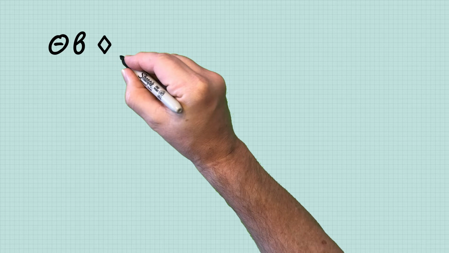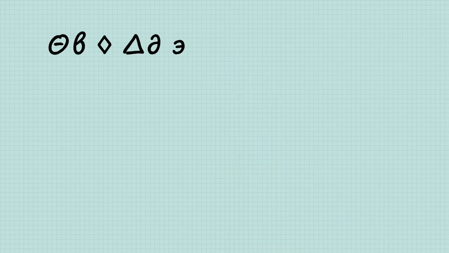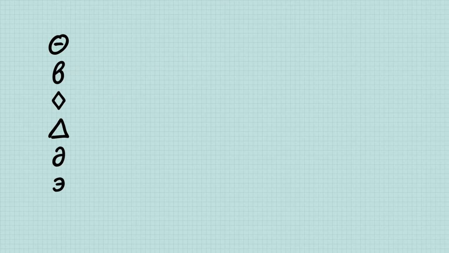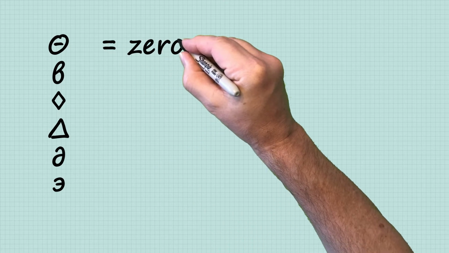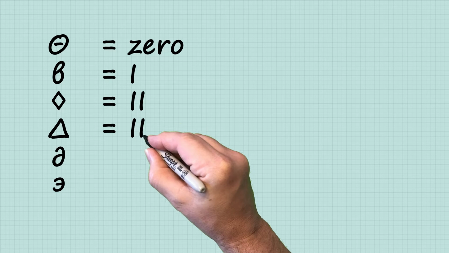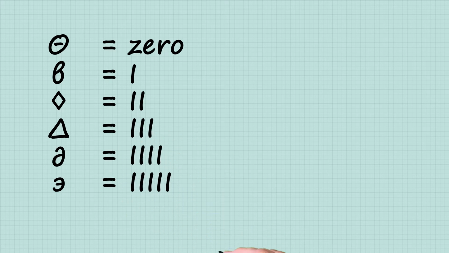So here are 6 symbols. First, we need to decide on a fixed sequence for these symbols. I'm going with this sequence. Next, we fix one of the issues with the tally system, the fact that there's no symbol representing 0, nothing, the empty set. We will take our first symbol and define it to represent 0, and the remaining symbols will represent the next 5 numbers, like this. We call these symbols digits. So now we can represent values between 0 and 5.